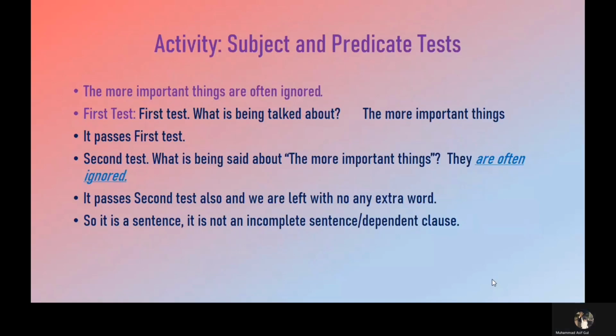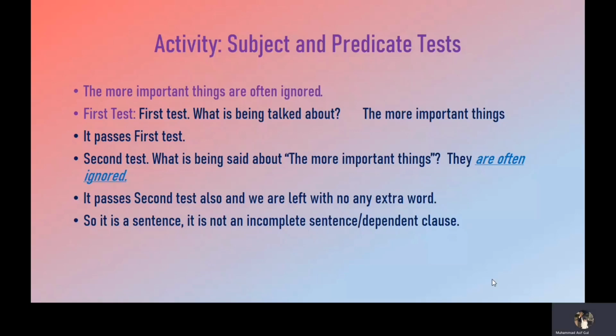We have a title: The more important things are often ignored. This is a title of a book. Let's apply our first test on it. The first test is what is being talked about: the more important things. It passes the first test. Second test, what is said about the more important things, I mean the subject? They are often ignored. More important things are often ignored. It passes the second test also, and we are left with no extra word.